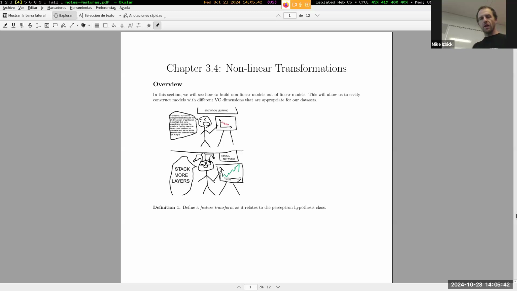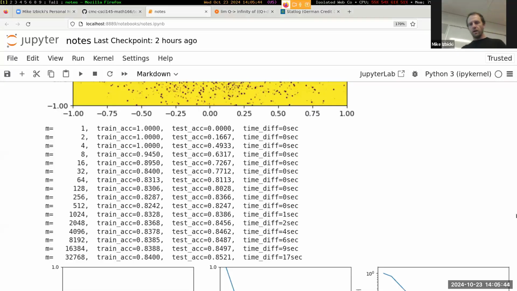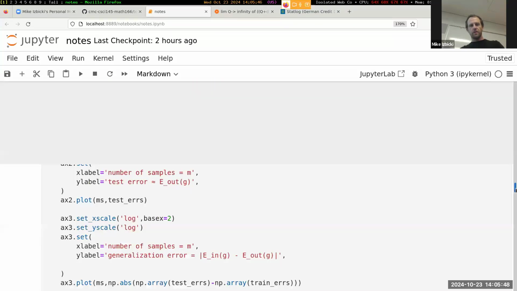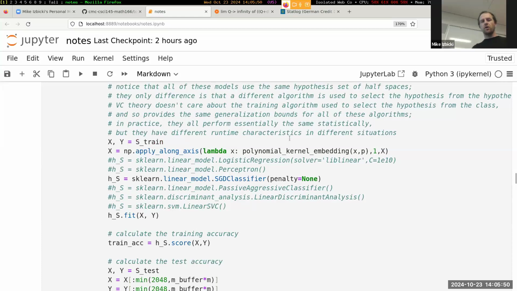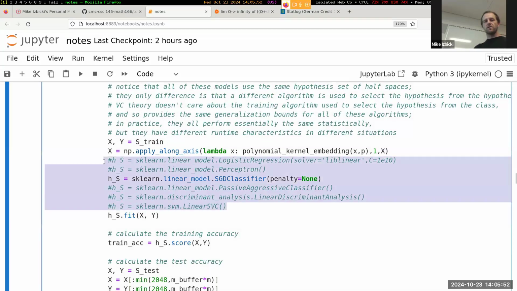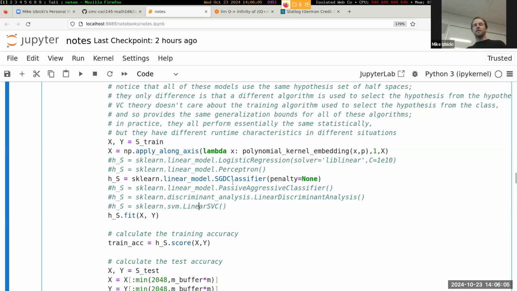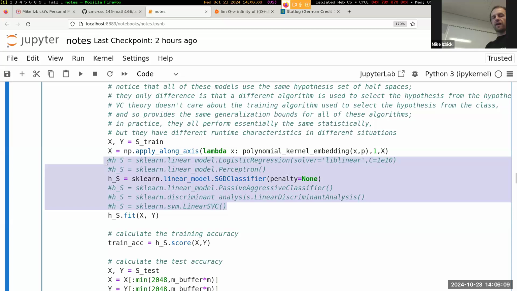So as you all are pulling this up, one last thing that I'm going to highlight here. This big section of code right here trains a whole bunch of different models. Inside of scikit-learn, there are 6 different hypothesis classes that implement the half spaces hypothesis class, the perceptron hypothesis class, and all 6 of these things have the same statistical properties.